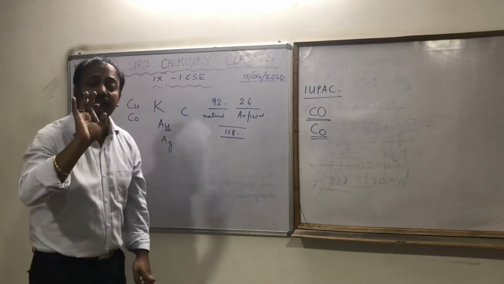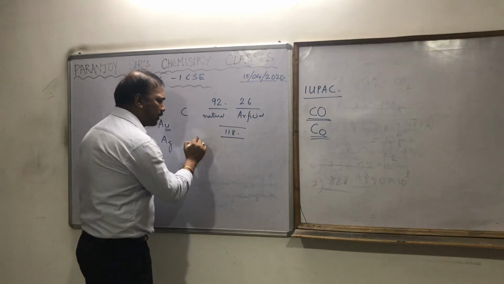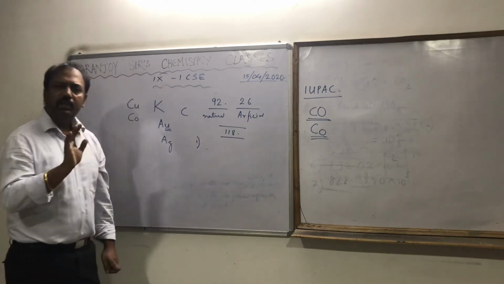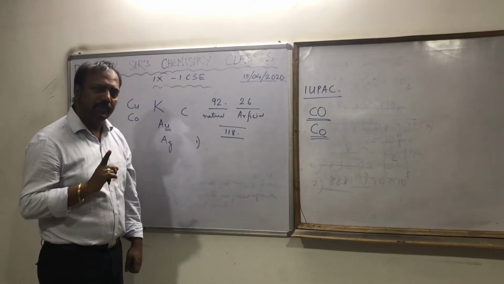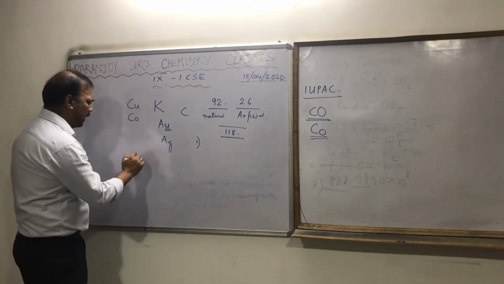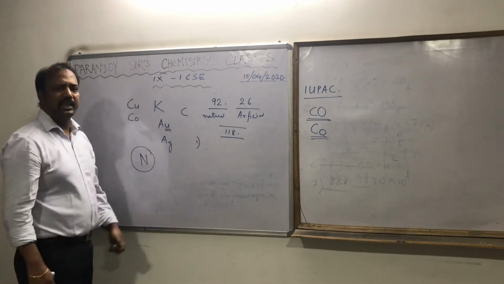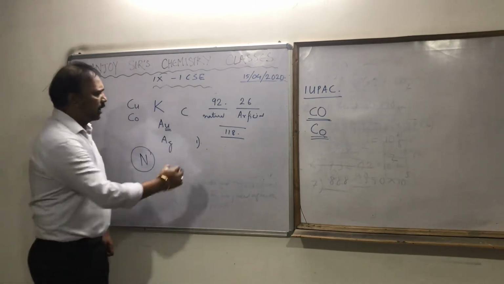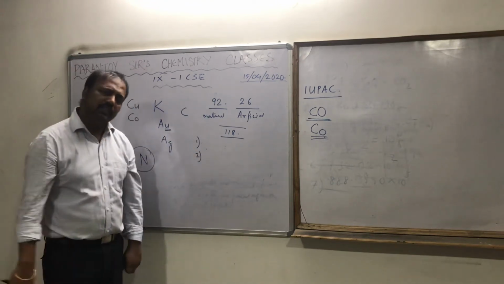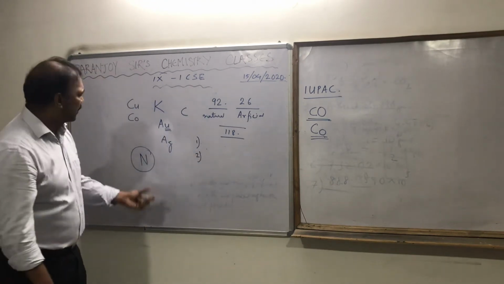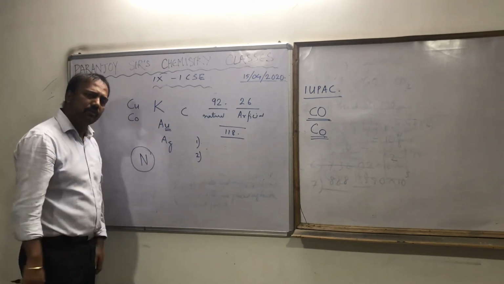So what is the significance of a symbol? There are three significances. The first one, it represents a particular element, obviously. Suppose I am taking one example, N. N is representing what? N is representing nitrogen. Number two, it represents only one atom of it. Whenever I am writing N, it means I am talking of only one atom of nitrogen.